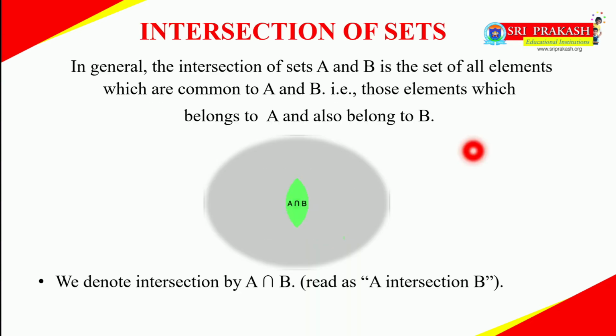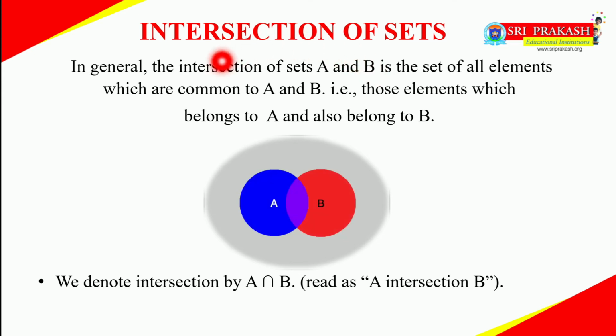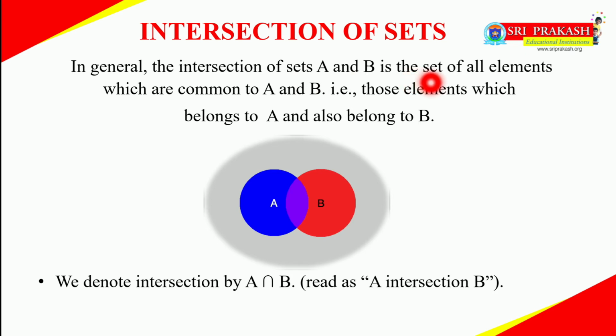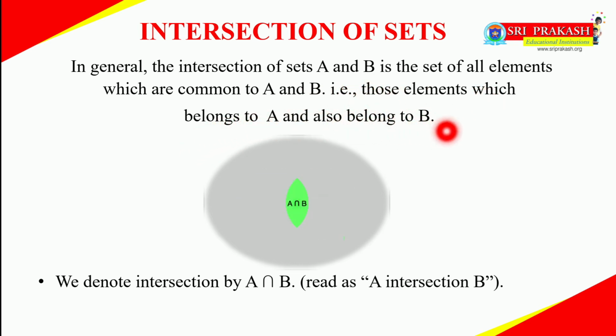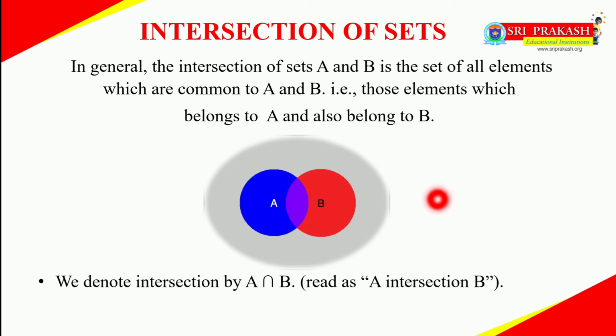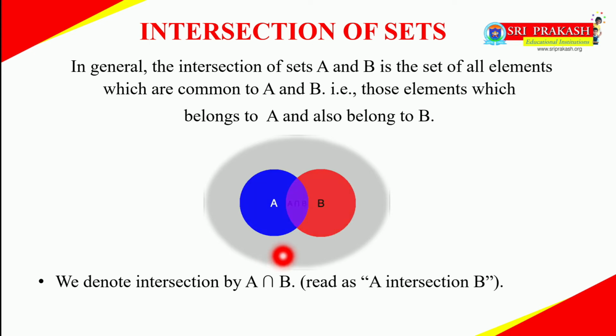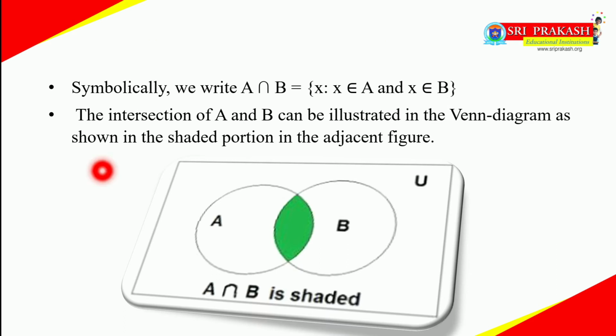Now the second operation on sets is the intersection of sets. In general, the intersection of sets A and B is the set of all elements which are common to A and B. That is, those elements which belong to A and also B will be considered in A intersection B. This is the symbol used to denote A intersection B, and we will read it as A intersection B. Symbolically, A intersection B is written as {x such that x belongs to A and x belongs to B}.